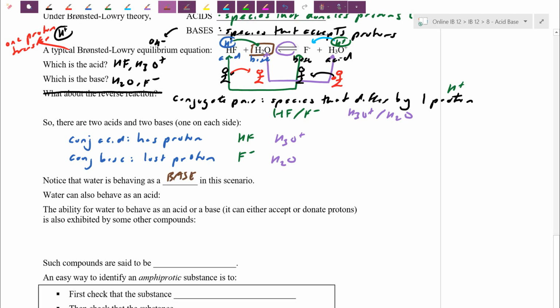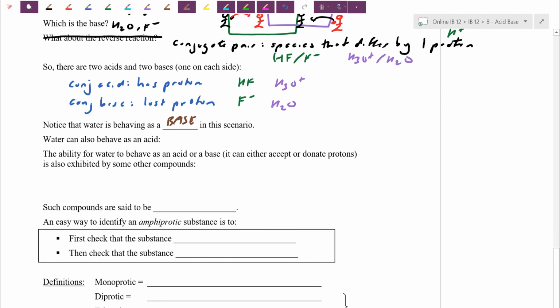And what they're going to add to this is that water can also behave as an acid. So there are other equations. Let's take our ammonium. Earlier, with our Brønsted-Lowry definition, I couldn't explain why this one was a base. We'll finally get an example. This time, water actually acts as an acid.